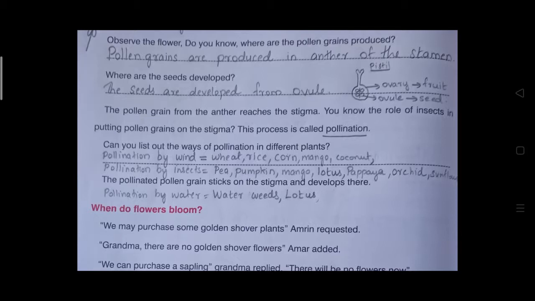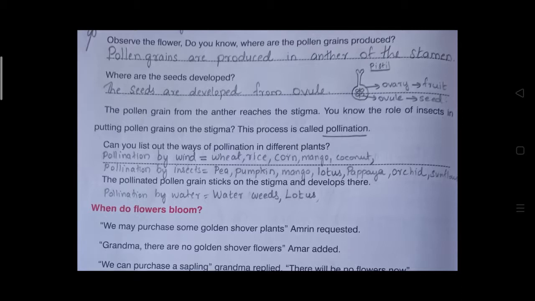So we know that there are some agents for pollination. Wind will help for pollination. Insects will help for pollination. Water will help. Animals like human beings, dogs and all will also help. Birds will help. Here I have mentioned some examples of plants which will be pollinated by wind, insects and water. There is no space to write other examples, so we can discuss them in the live class.